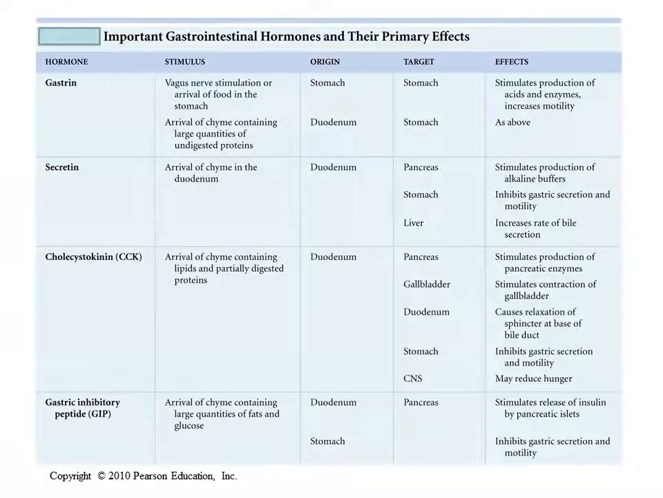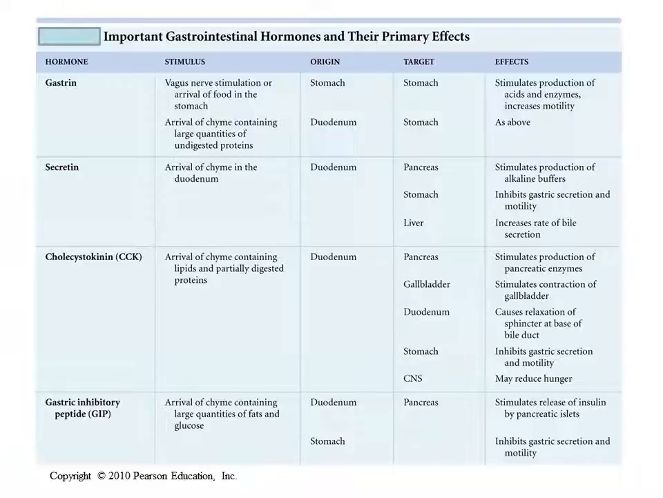So these are the important gastric hormones and their primary effects. The first hormone is gastrin, which is stimulated by vagus nerve stimulation or arrival of food in the stomach. The arrival of chyme containing a large quantity of undigested protein stimulates the release of gastrin. They originate from both the stomach and duodenum, and in the stomach they stimulate the production of acid and enzyme and also increase motility.